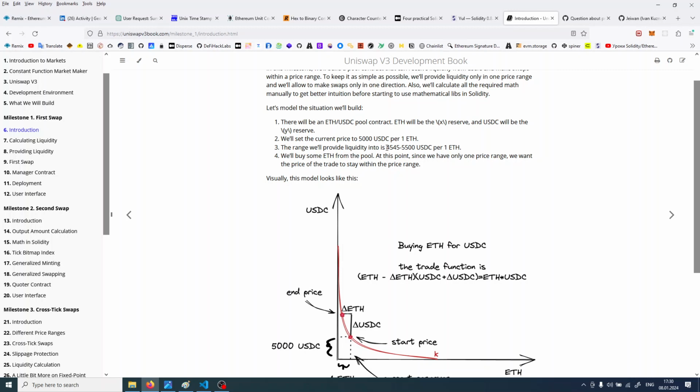If the price goes upper or lower than this range, you cannot use the liquidity for a swap. Maybe some other person provides liquidity, but for this position it will be impossible. Okay.